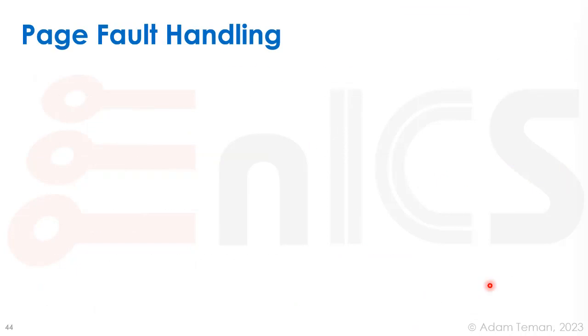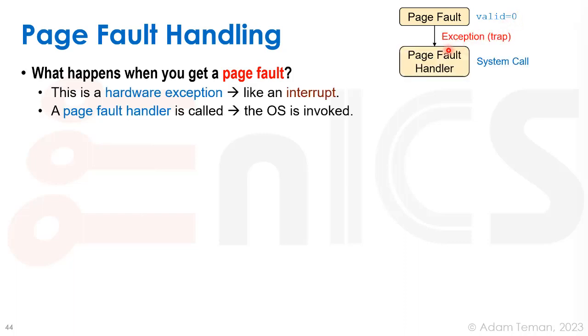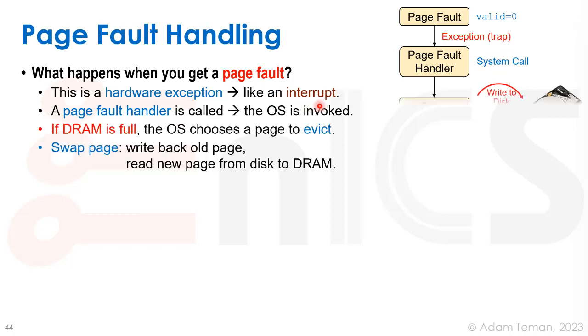So what happens when we have a page fault? We got a read with valid equals 0 on the page that we were reading, and so we have a page fault. This is considered a hardware exception or a trap, which means that we're going to invoke the operating system. And the operating system basically jumps to what we call a page fault handler. And again, in the next lesson about operating systems, I'm going to be discussing these interrupts and exceptions in depth. This is a system call. It invokes the operating system.